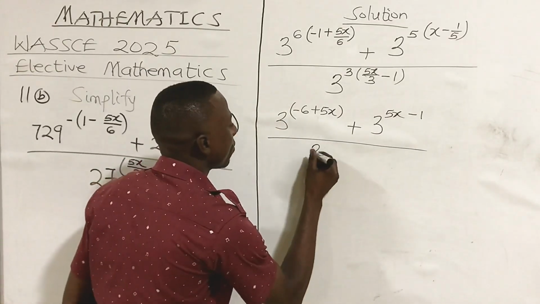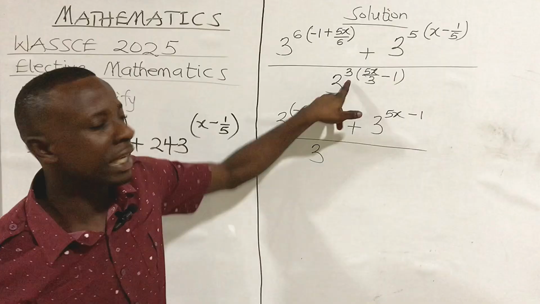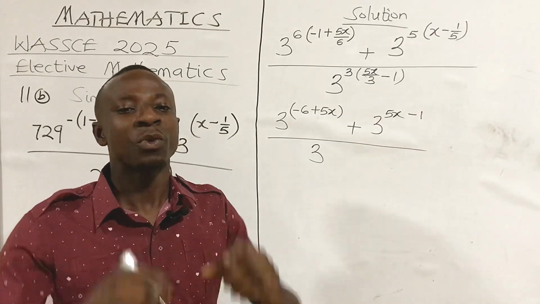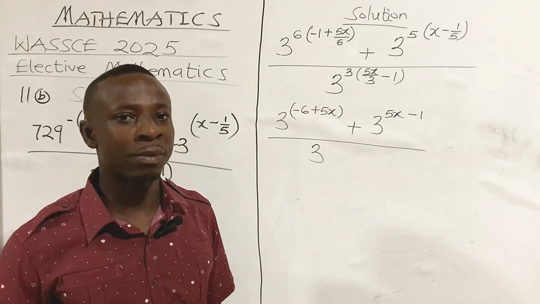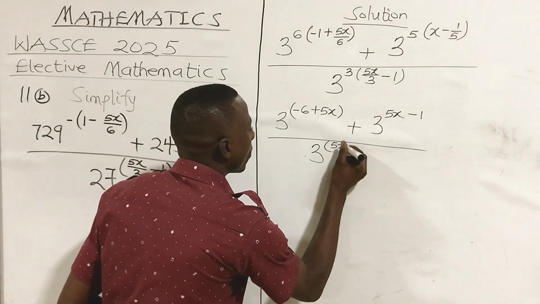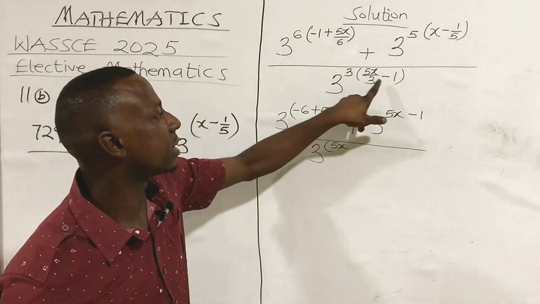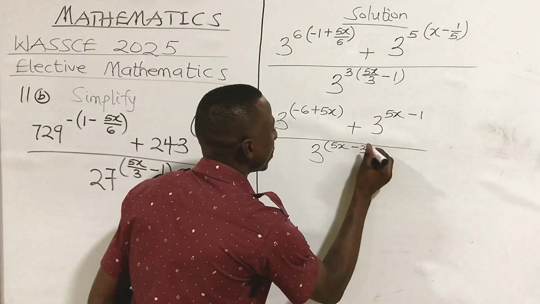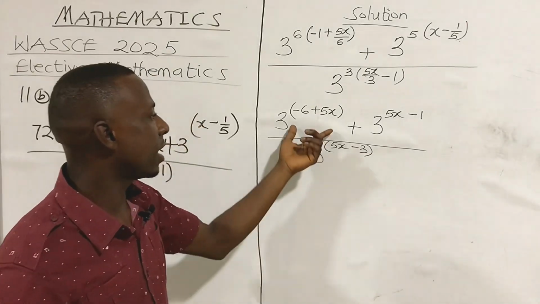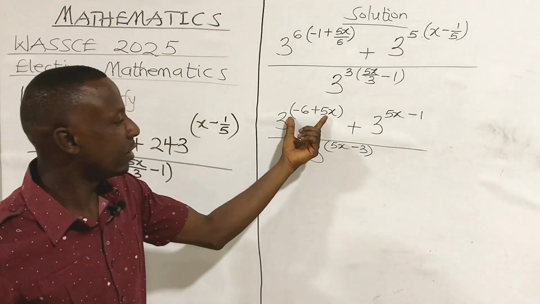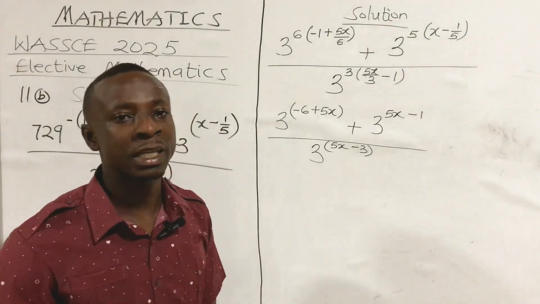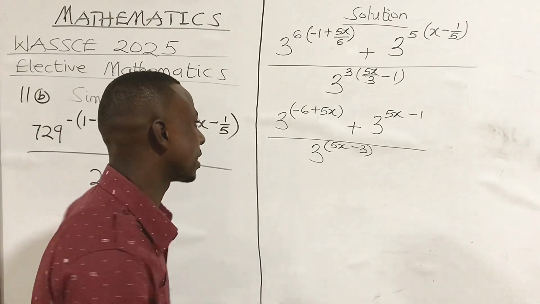So here we also have 3. Because the 3 here is an exponent, and then 5x over 3 minus 1 is also an exponent, we are still going to multiply through. So 3 times 5x over 3, we have 5x. Then 3 times negative 1, we have minus 3. When we get here, the denominator will be given to the first term as well as the second term. So each term from the numerator will be divided by the denominator.